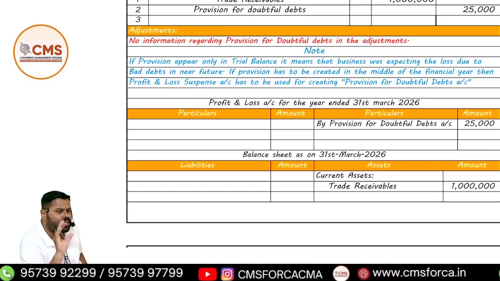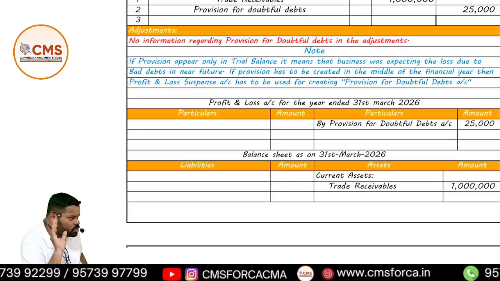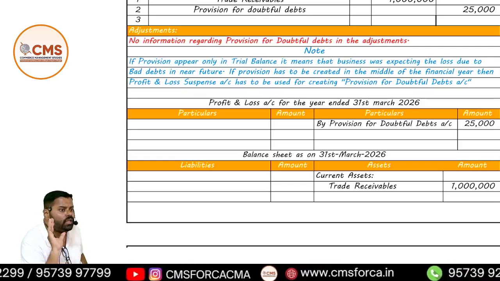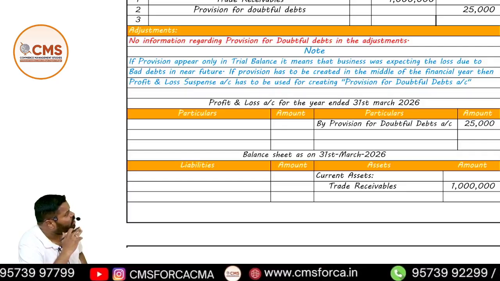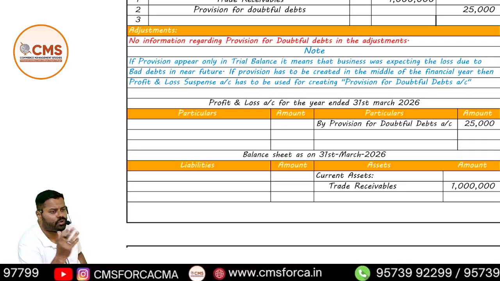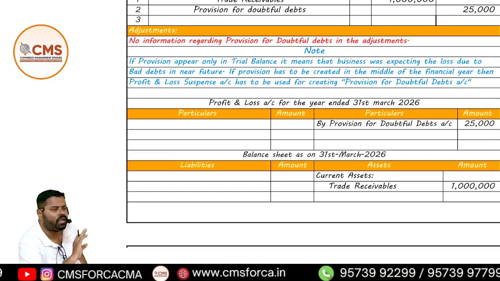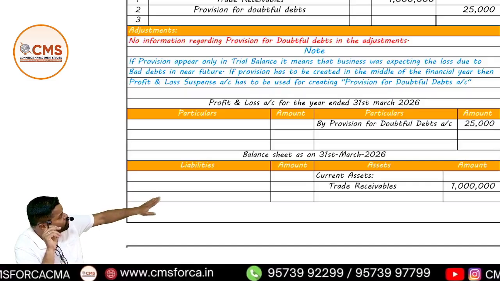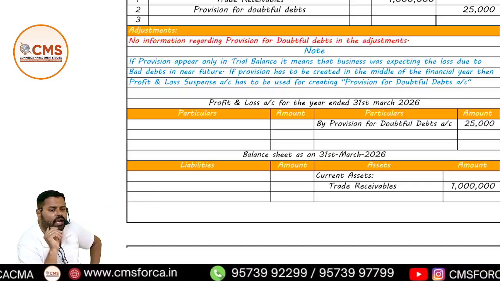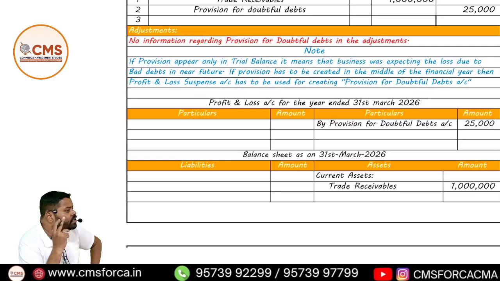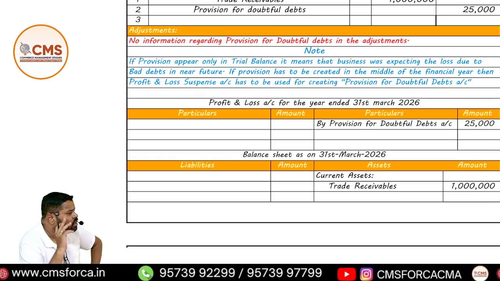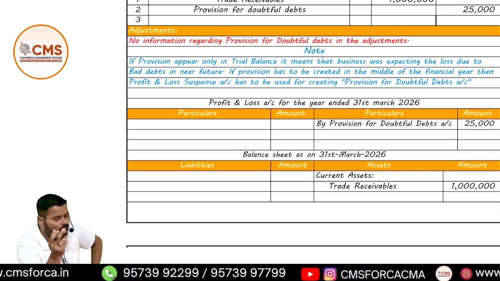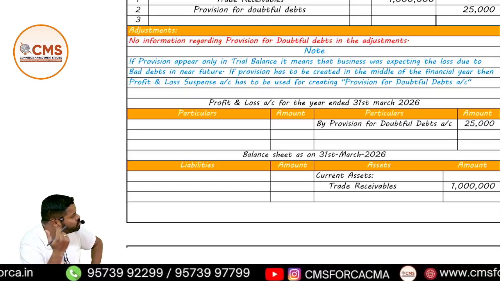This P&L suspense account is not covered in your syllabus. Don't worry about your foundation level syllabus. Okay, this is common for CMA Inter and for you. I use the same common thing so that everyone will have the same standard. Okay, so provision is created. What is the 25,000 credit side that you are anticipating? It is an anticipated loss, and I wrote it in my trial balance and created this well in advance.